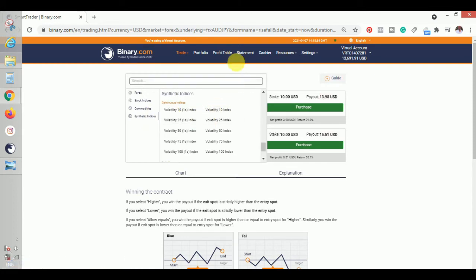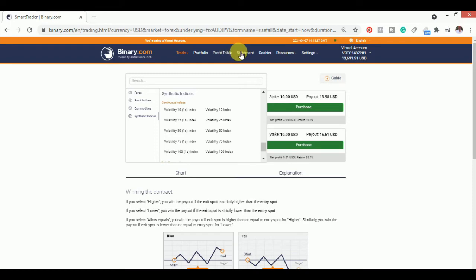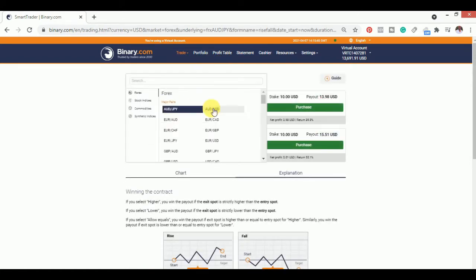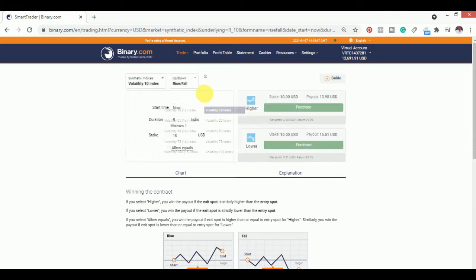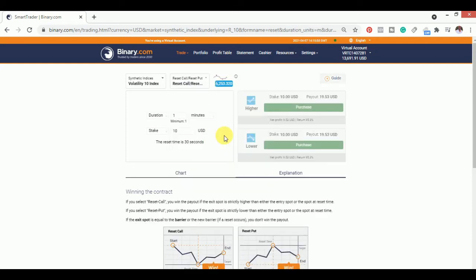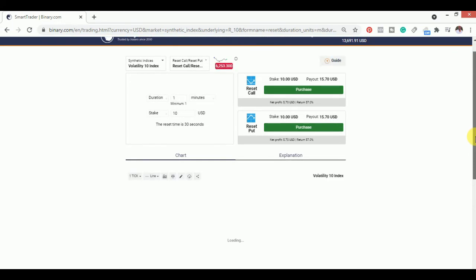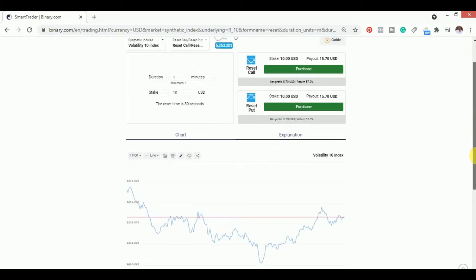Okay, what volatility were we on? We have to check the statement by knowing the particular volatility. I think that was volatility 10. So going back, volatility 10. All right, the time frame was 1 minute reset, 1 minute. A trade type reset call, reset put, $10 amount. All right, so chart. So we've already placed two trades now, and the two trades are a win. So we want to see the win rates on this trade here.